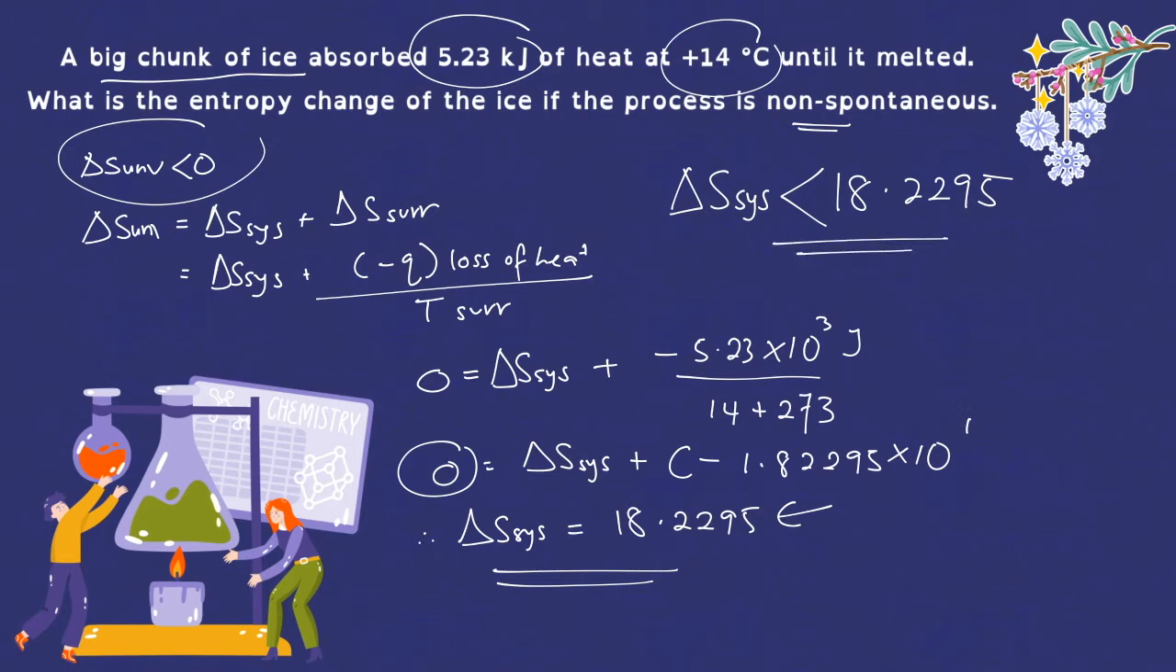So you just put any number here which is less than 18. For example, you put here is 16. So 16 minus 18, definitely your delta S universe should be negative, right? Because small number minus big number, you will get negative, which is less than 0. So this proves that your delta S system should be less than 18.2295. So this is the final answer for the second question.